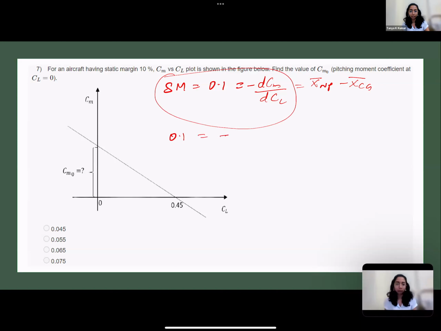Can you tell me how to find out the slope of this line from the graph? Take any 2 points and tell me the slope. And use a point that has CM naught. So what is dCM upon dCL? How do you find the slope? y2 minus y1 by x2 minus x1, straight line equation. So what is y2 minus y1 in this case?